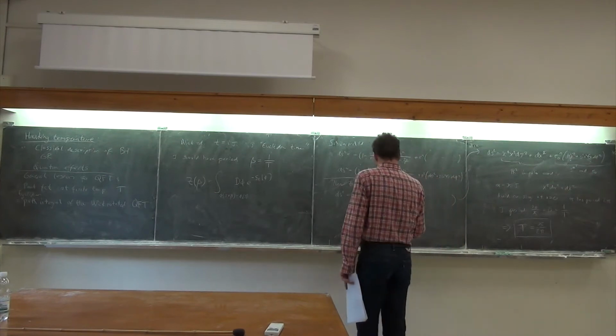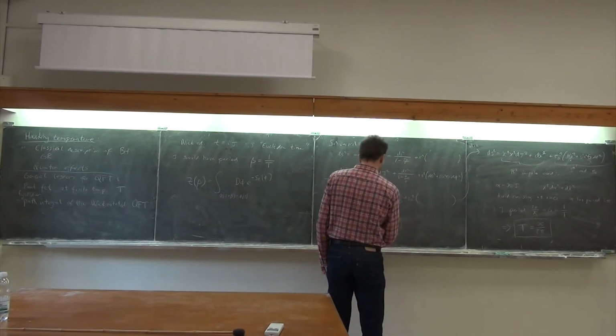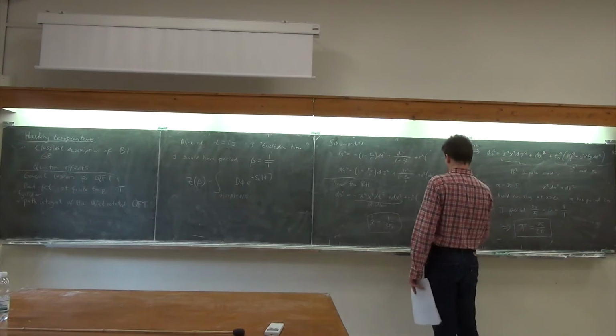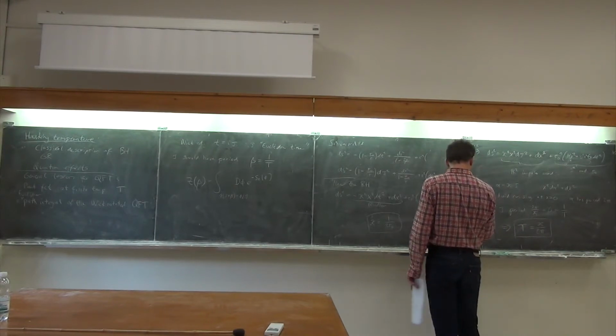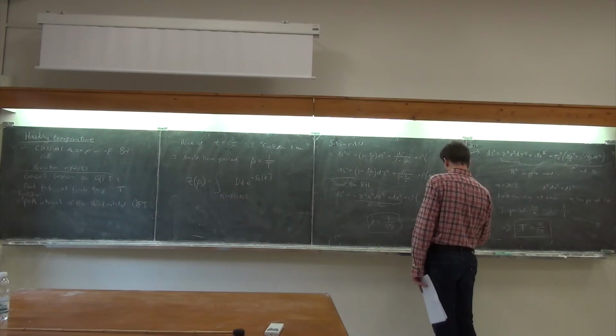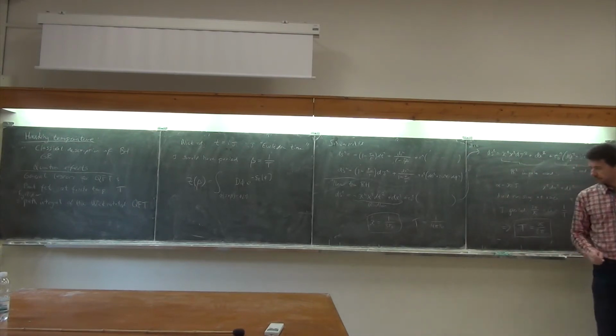So just to be specific, over here we have the surface gravity for the Schwarzschild black hole was this, right? So this gives that the temperature for the Schwarzschild black hole is equal to 1/(4 pi R0). I hope I did everything correctly. Yeah.